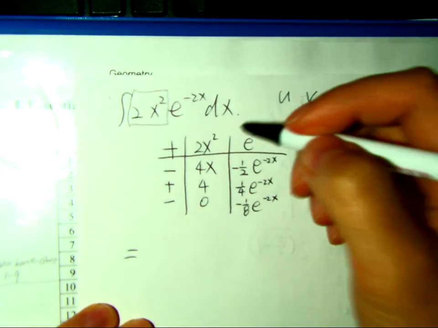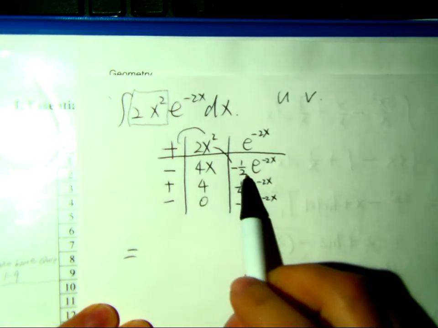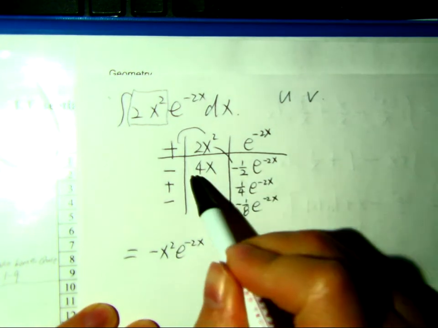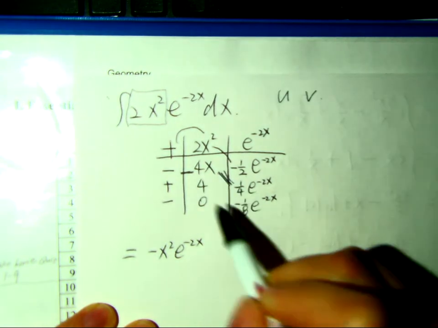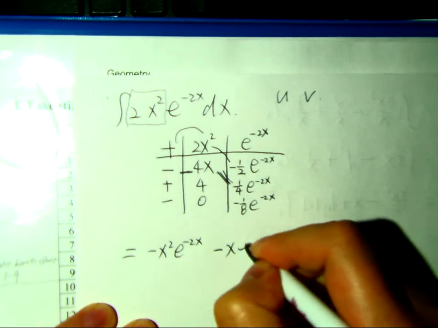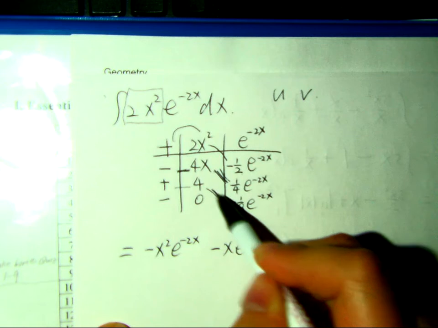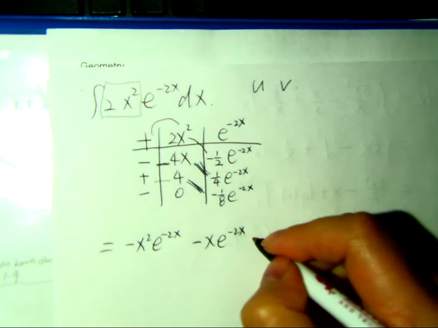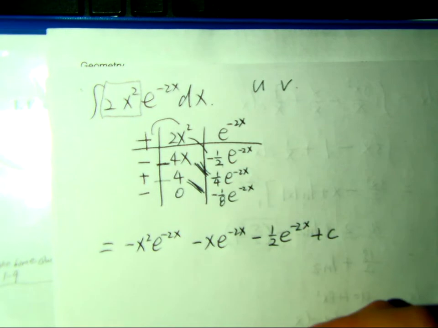For the answer you just do diagonal. We do this one with this one. So this 2 will cancel this 1/2, so you will have a negative x squared e power negative 2x. And next one will be negative 4x times this, and the 4 with 1/4 will be cancelled. So we have a negative x e power negative 2x. And the last one is a positive 4 times this, and the 4 times 1/8 will simplify to 1/2. So we have a negative 1/2 e power negative 2x. And then plus c. That's how we do tabular.